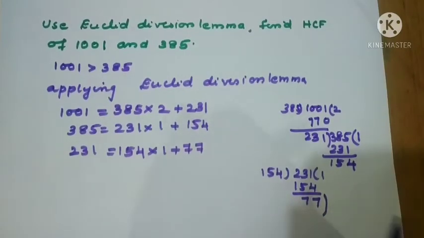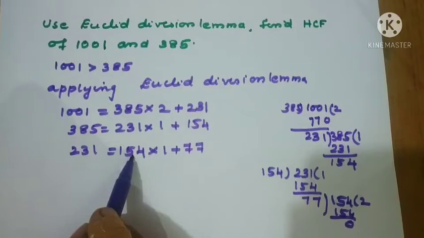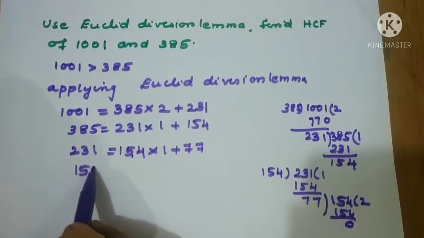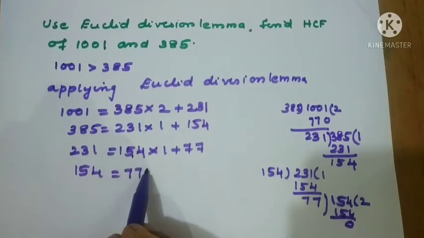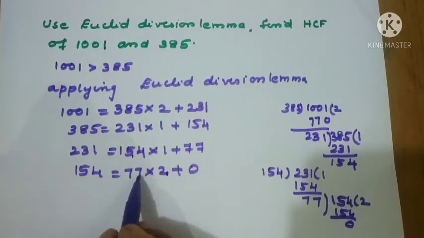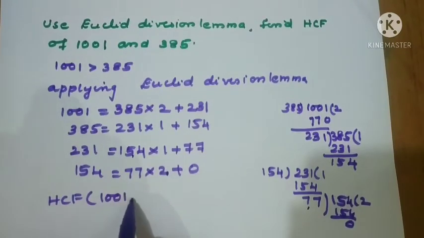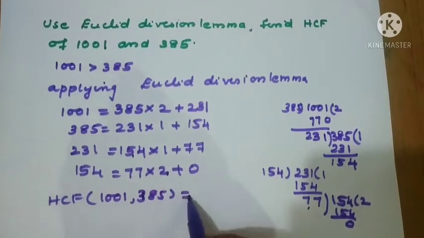Again 77 will be the divisor, 154 will be the dividend. How many times? 2 times. So 0, the process is completed. So this 154 will become the next dividend, and 77 into 2 plus 0. So what is the last divisor? 77. So HCF of 1001 comma 385 equals 77.